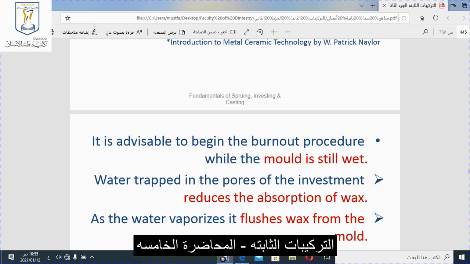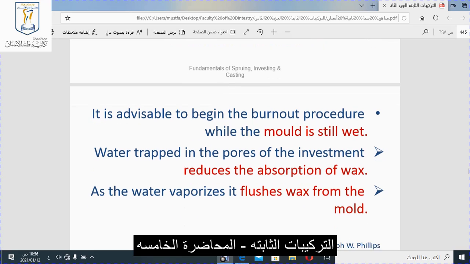So if you do not put it wet, the wax will incorporate into the pores and will not allow the air to come out. Okay, so when we put it into the water, the water will fill the pores, and the wax will not be able to flush through the pores.